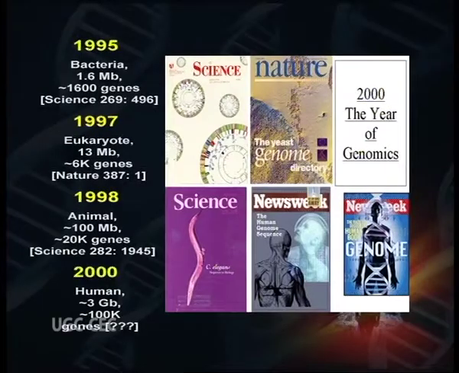The human genome, which has opened up an era after an exercise of more than 15 years, has come into very popular science. Way back in 1995, the bacterial genome of approximately 1.6 million base pairs was sequenced, and it was shown that approximately 1600 genes are present in the bacteria. In 1997, the first eukaryotic genome was sequenced, 13 MB in size, and in 1998, the animal genome was sequenced, harboring about 20,000 genes.